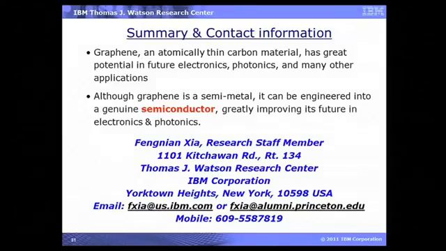So in summary, I showed you that graphene, an atomically thin carbon material, has great potential in future electronics and photonics. And although graphene is a semi-metal, it can be engineered into a real semiconductor, greatly improving its future in electronics and photonics. And if you have further questions, you can drop me an email.